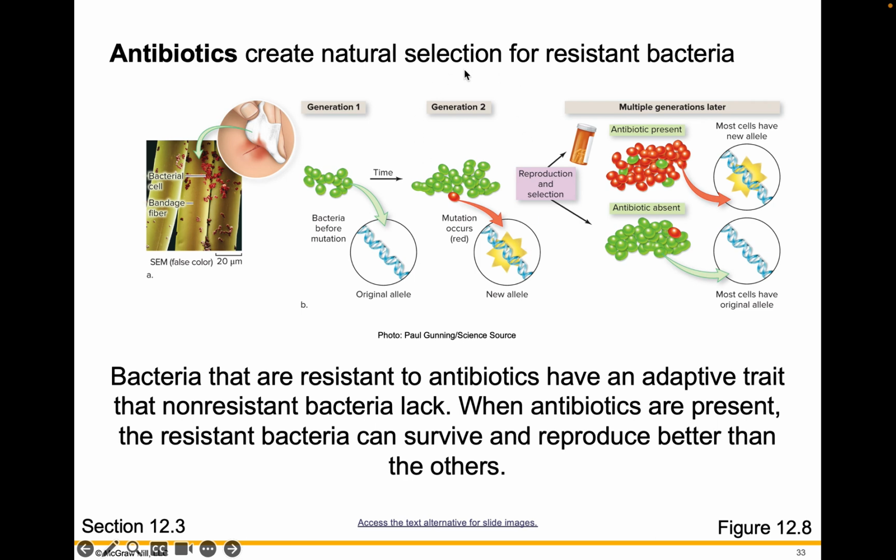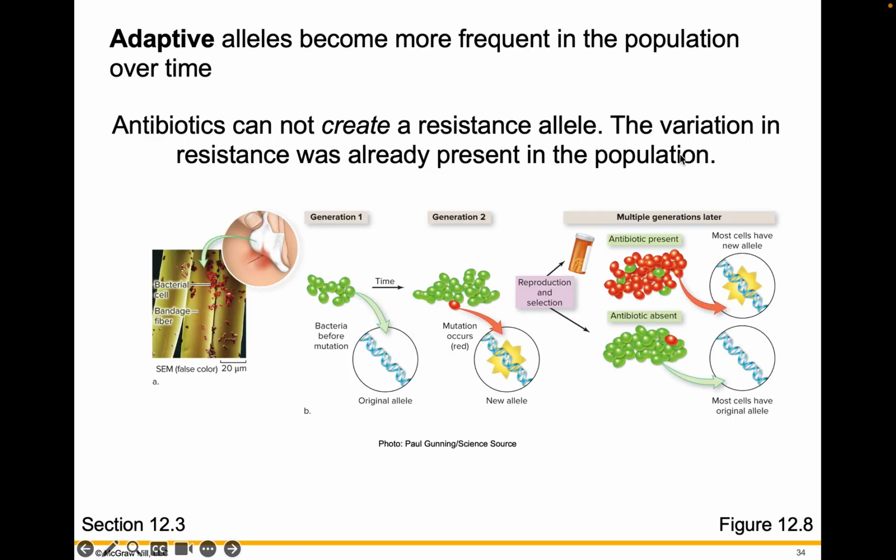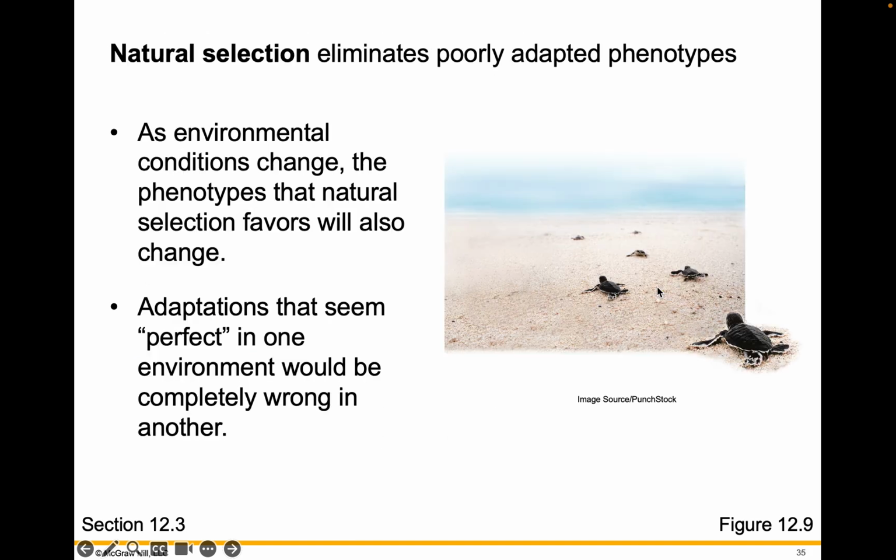So there's no benefit to being antibiotic resistant here. But once we get here, when the antibiotic has been released in the environment or in your body, now there's a big advantage to having that mutation that allows the bacteria to be resistant to the antibiotic. Adaptive alleles become more frequent in the population over time. The antibiotics don't create a resistance allele. The variation for resistance was already present in the population. It just allows that one to be beneficial.